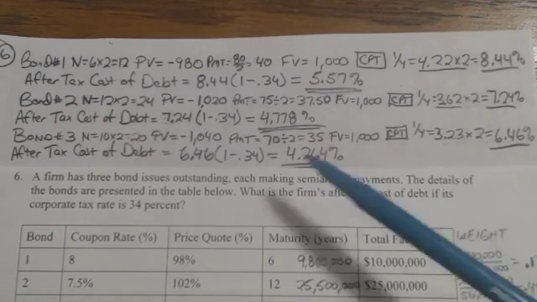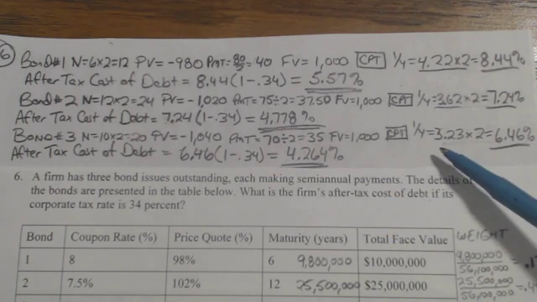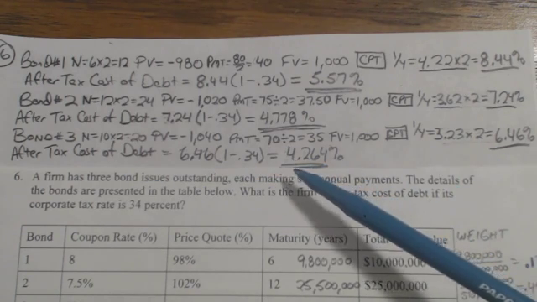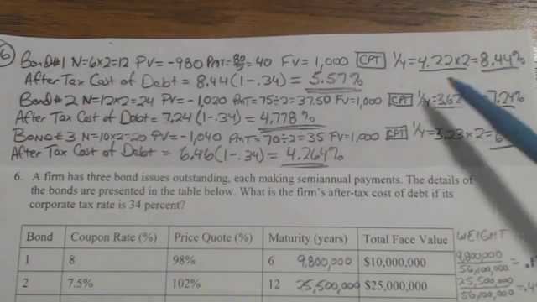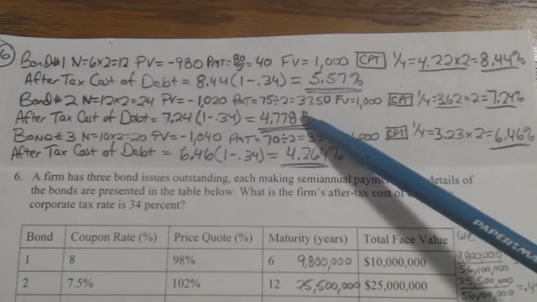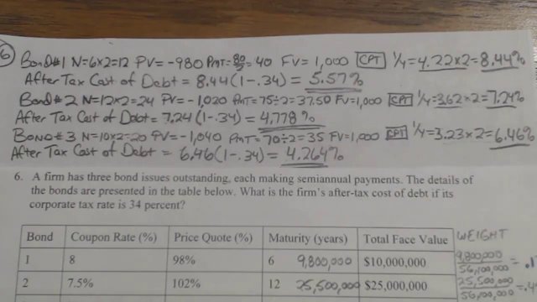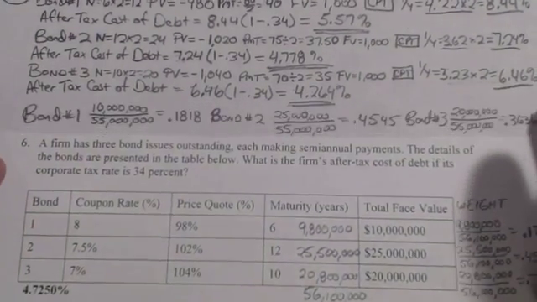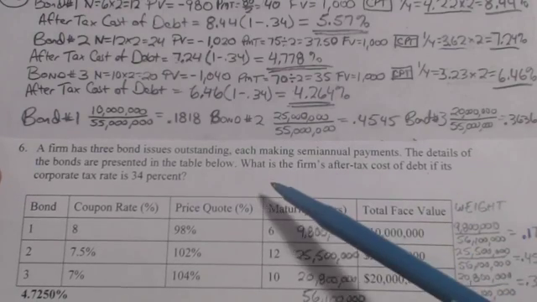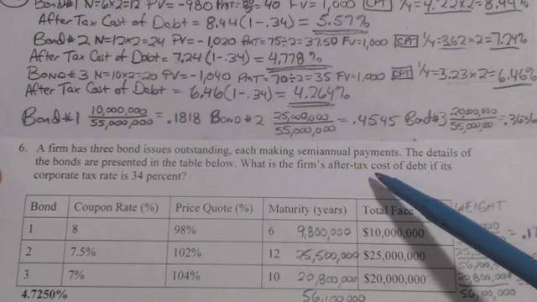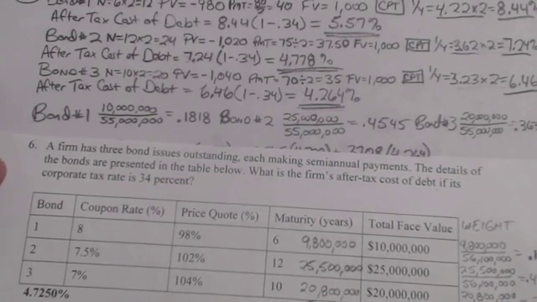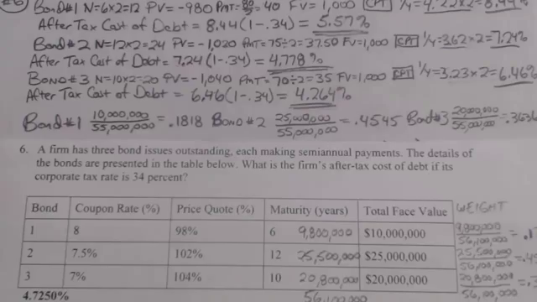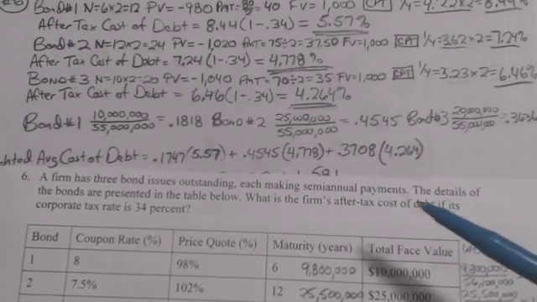And you do the same for bond 3. Remember, semi-annual, so you have to multiply it times 2. You get 4.264. Okay, so here are the 3 different bonds' after-tax cost of debt. So now all you do is take the weighted average, because that's what they're asking for. What is the firm's after-tax cost of debt if its corporate tax rate is 34%? So you need to figure out the weighted average.